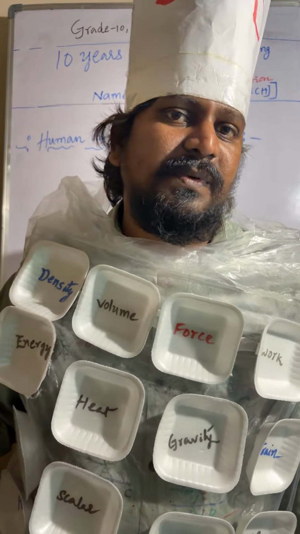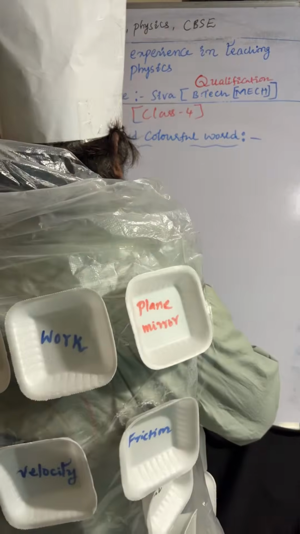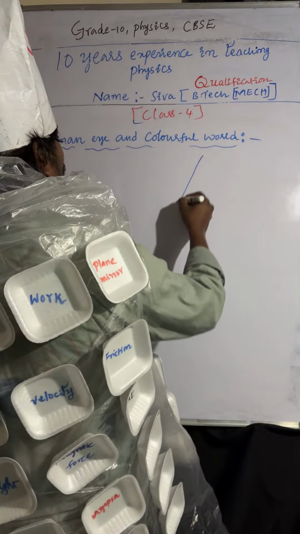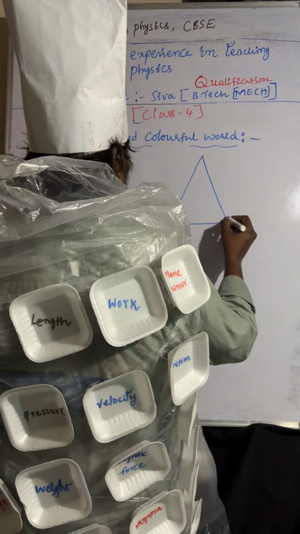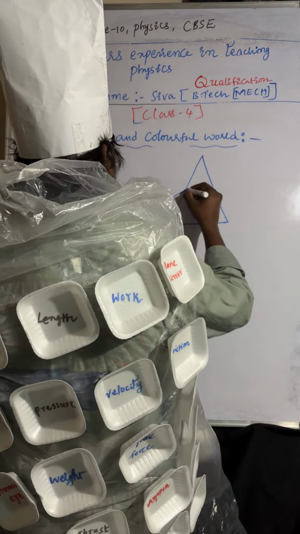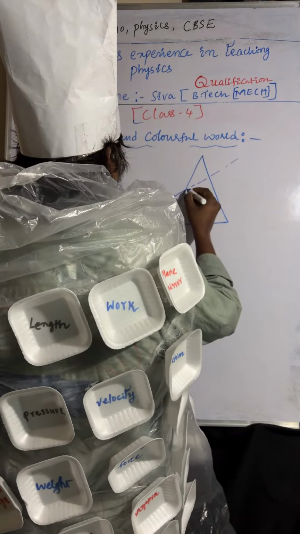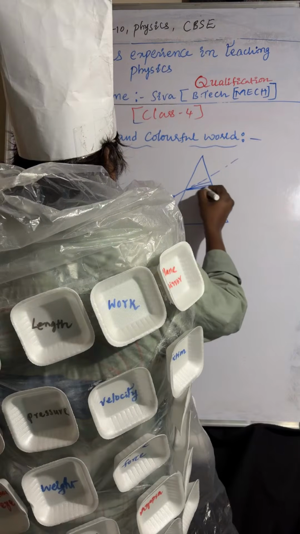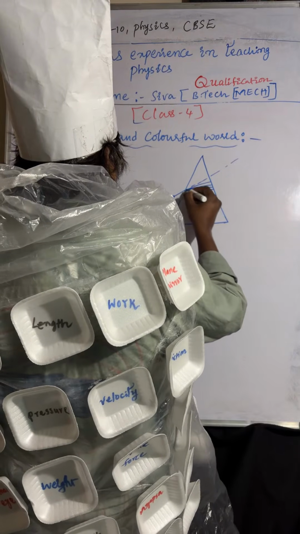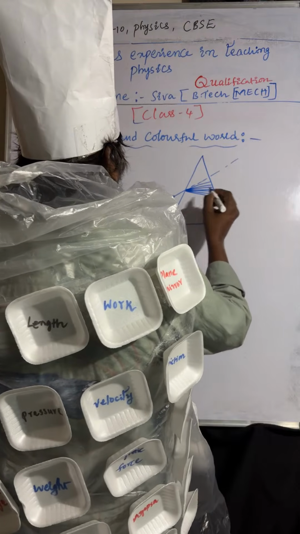Okay, so next one, light passes through the prism. So how it refracts, we'll see. So I'm taking this one. This is the prism. Light ray is passing like this. So here you can observe it's split into 7 colors. 1, 2, 3, 4, 5, 6, 7.